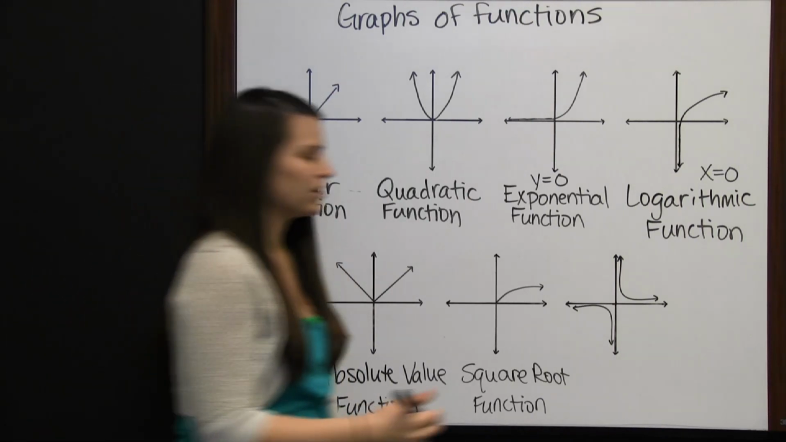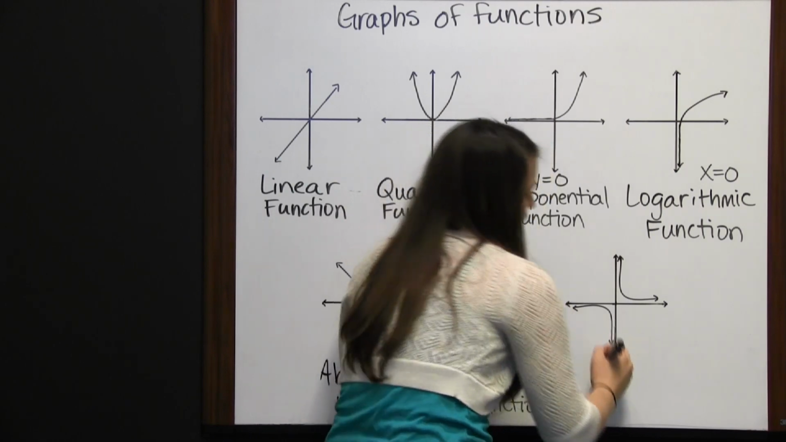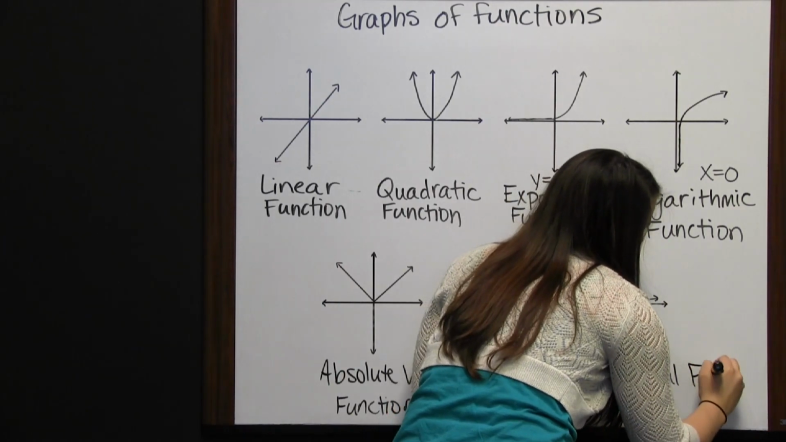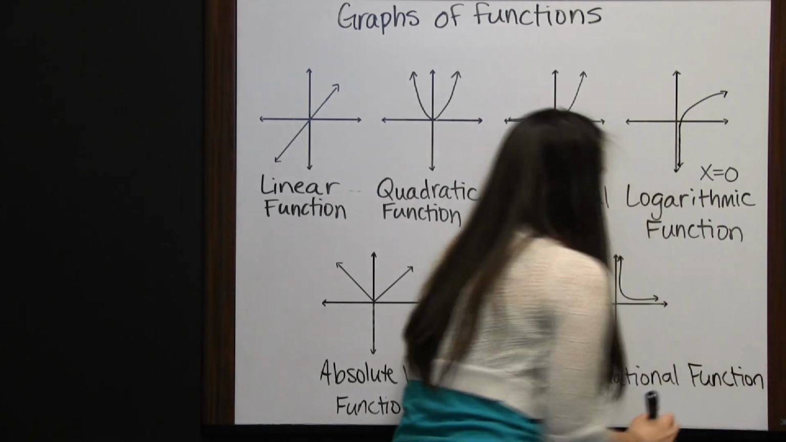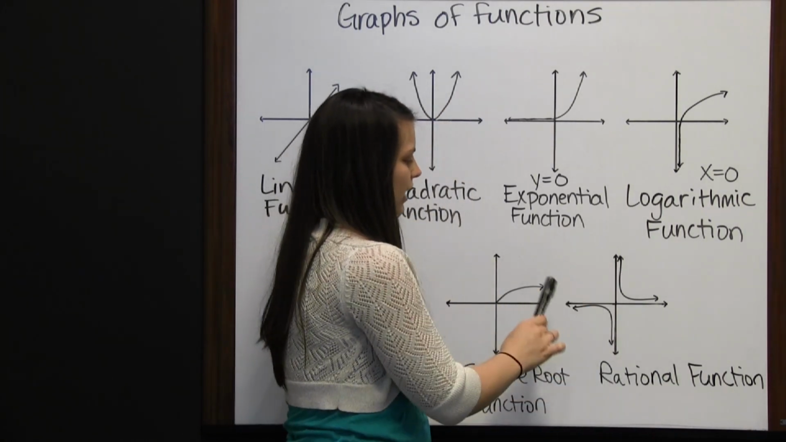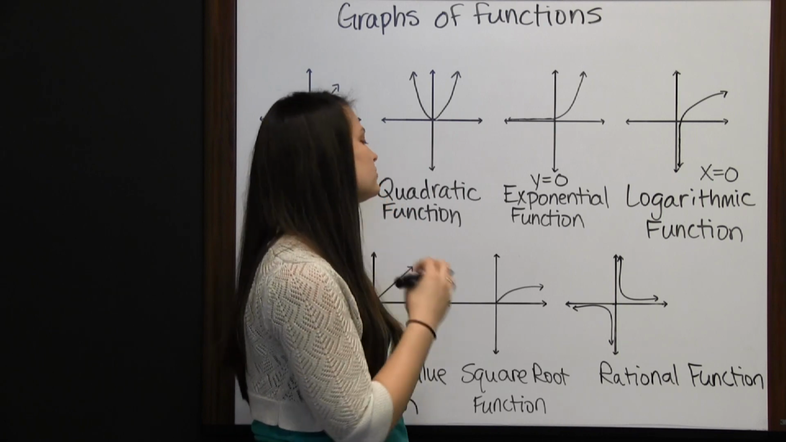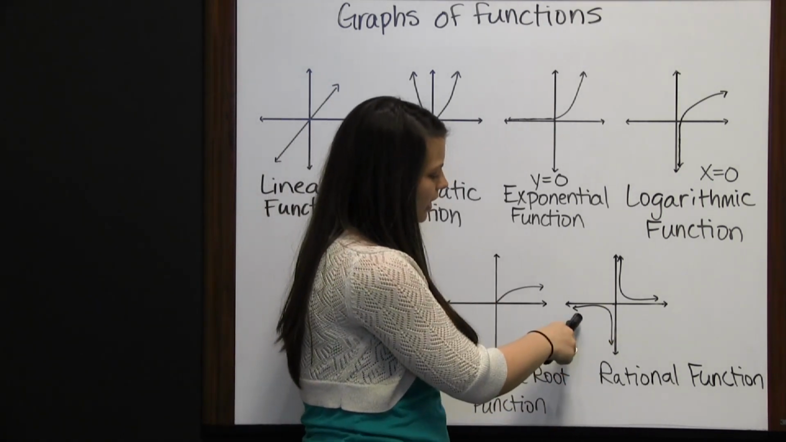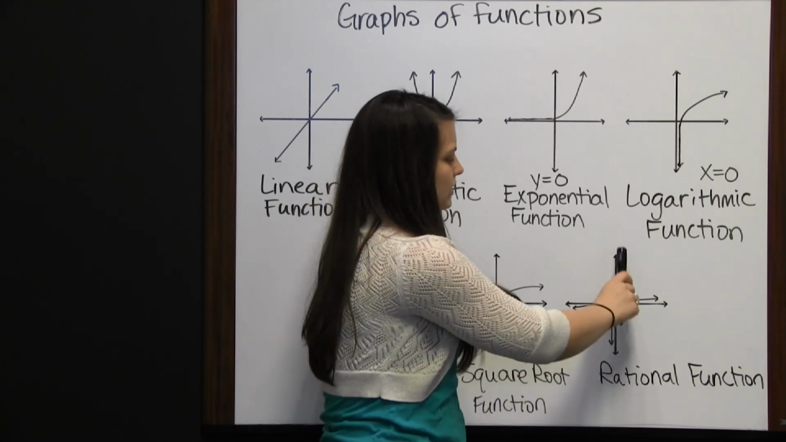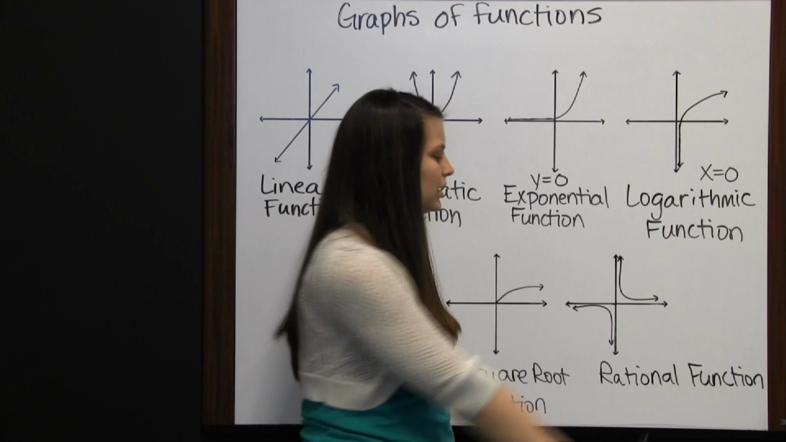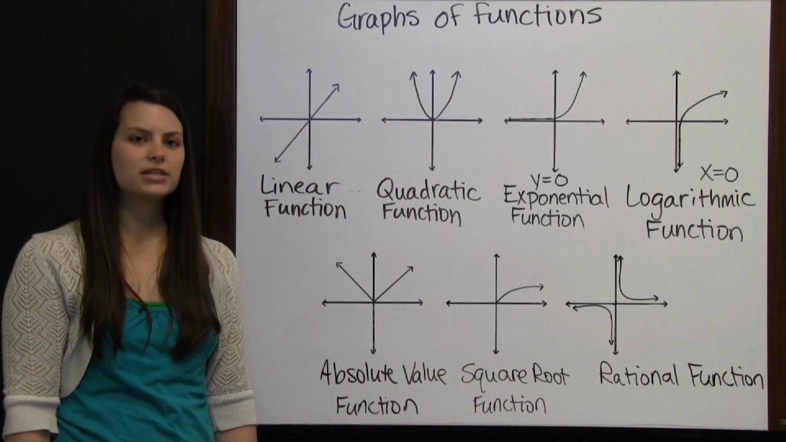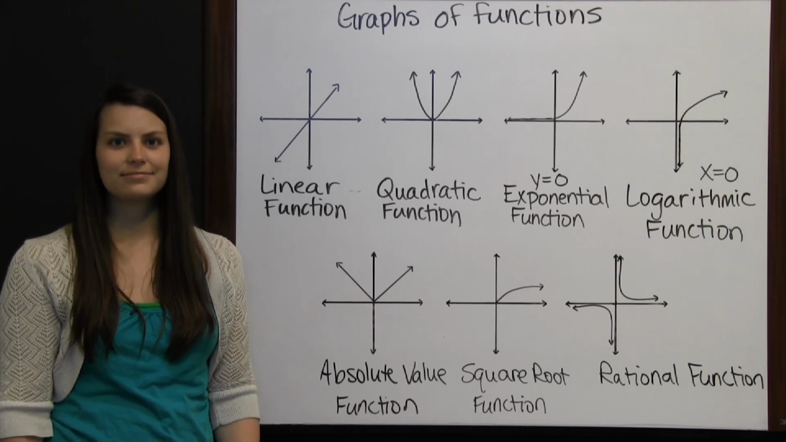And then the last function, this is the graph of a rational function. And rational functions have two branches, one in the first quadrant and one in the third quadrant. If you look at this branch here, as we move from left to right, it's decreasing. And the same with the other branch, as we move from left to right, it decreases. And so there are some of the basic functions and their graphs.